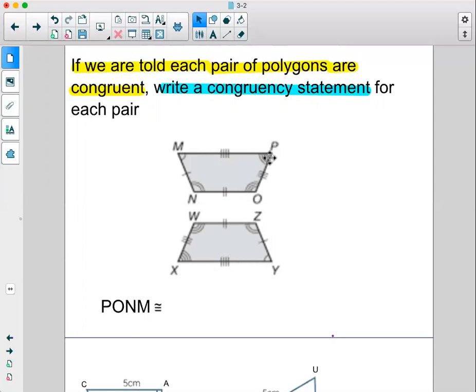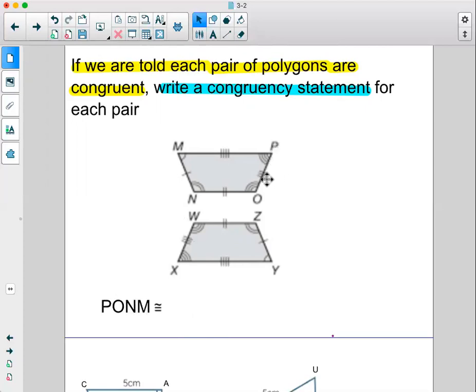So if I was going to name the first polygon, and by the way, when you name a polygon, you can start at any letter and then you just have to go around the shape without picking up your pencil. So if we're going to start with P, we could say P-O-N-M, or we could say P-M-N-O, but for this case, I just named it P-O-N-M. And so once I've named the first one, I'm locked into how I'm going to finish my congruency statement.